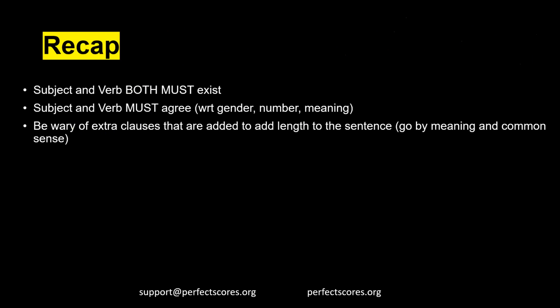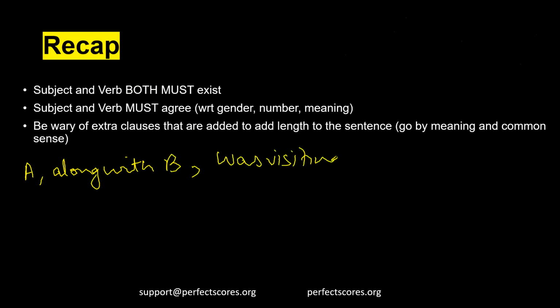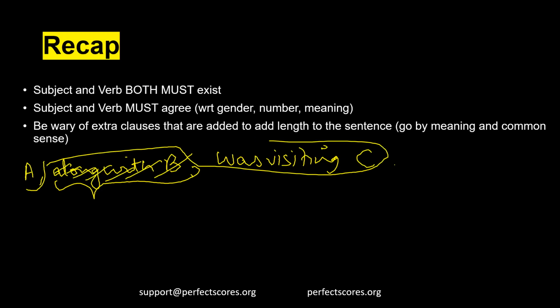And the third important rule is you need to be careful of the extra clauses that are added to add length to the sentence. So for example, A, along with B, was visiting C. So right now I have just added a particular phrase, and it's easy to eliminate that and then read the remaining sentence so that you can figure out what is the subject, what is the verb, and whether they agree or not.